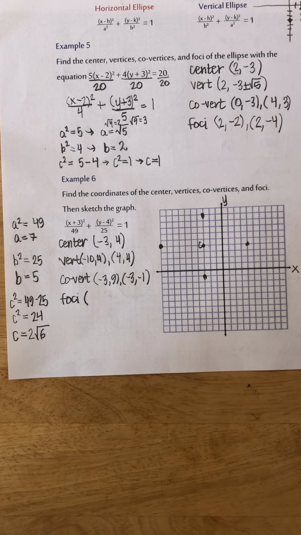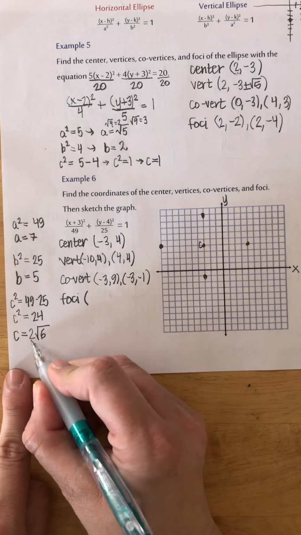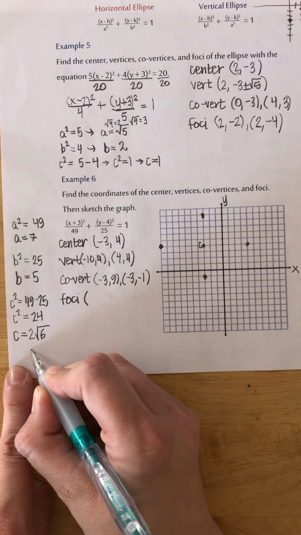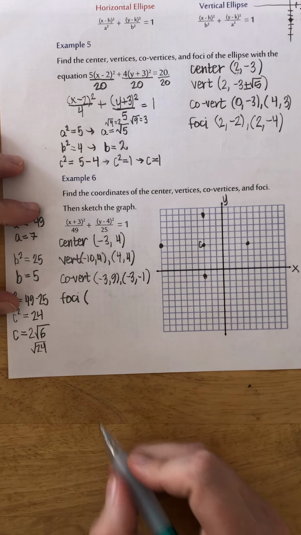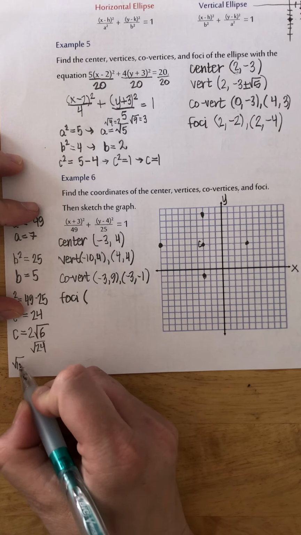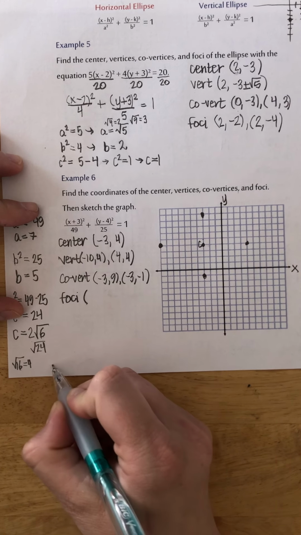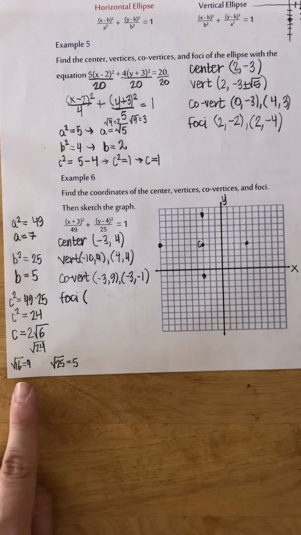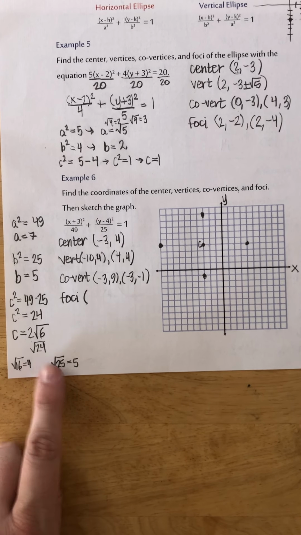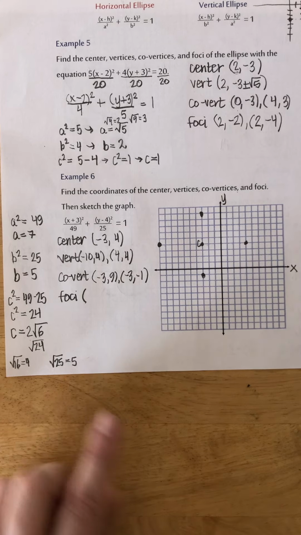Our vertices went left to right, so our foci will also go left to right. Now, we have 2 on the square root of 6, but remember what that came from. That came from the square root of 24. What are some perfect squares around that? Well, we know the square root of 16 is 4. We know the square root of 25 is 5. So we're in between 4 and 5, but we're really close to the 5.